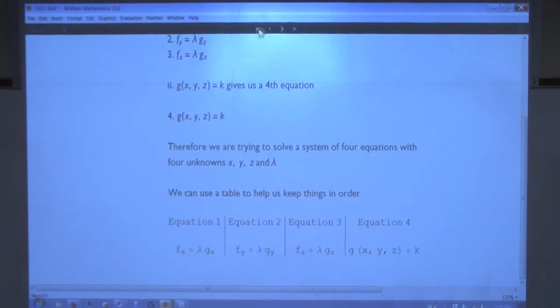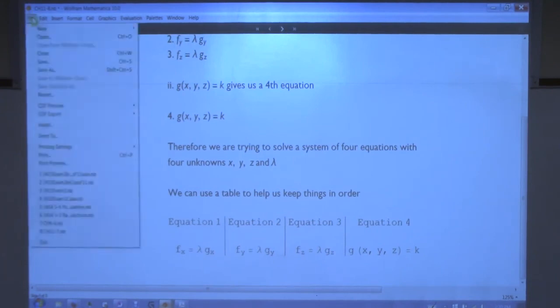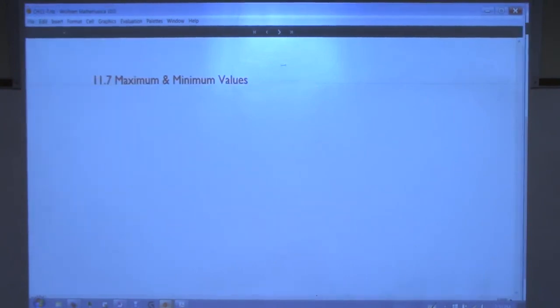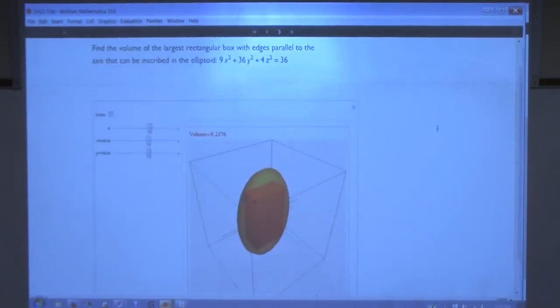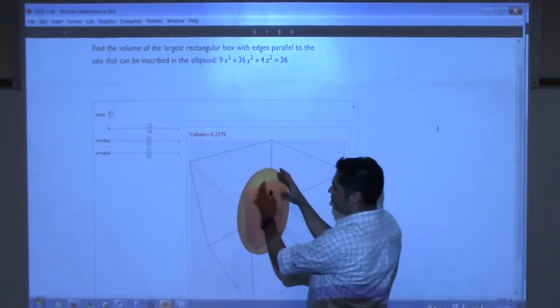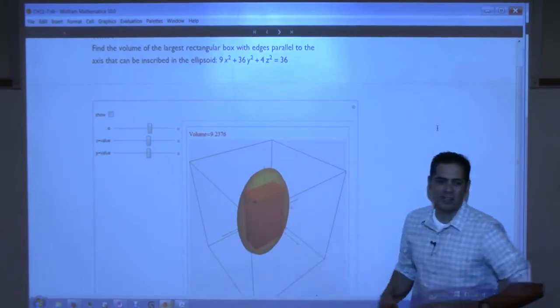Okay, so what I'm going to do is go back to last class, if I can find it. Here it was. It was this problem. Do you remember that? We were trying to get the largest possible box inside this ellipsoid.